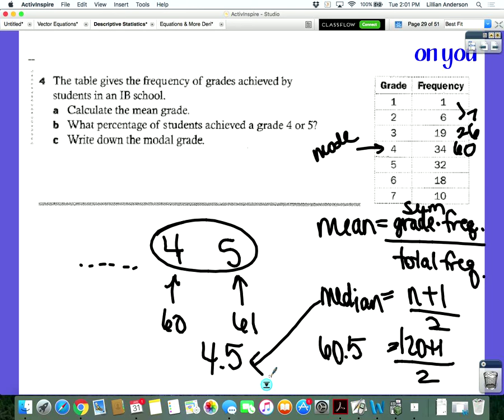Because heaven forbid, this was only, what, 120? Some of your problems are going to have like 200 things of data. And trying to do all that in your calculator is going to take forever. Listing it out, oh my goodness, will take forever.